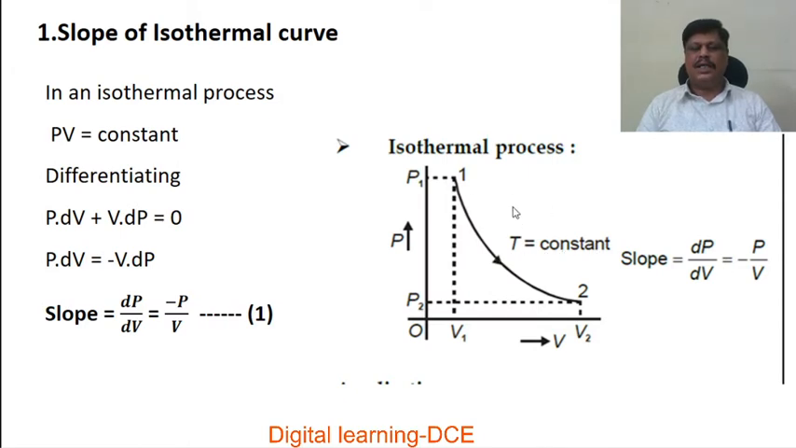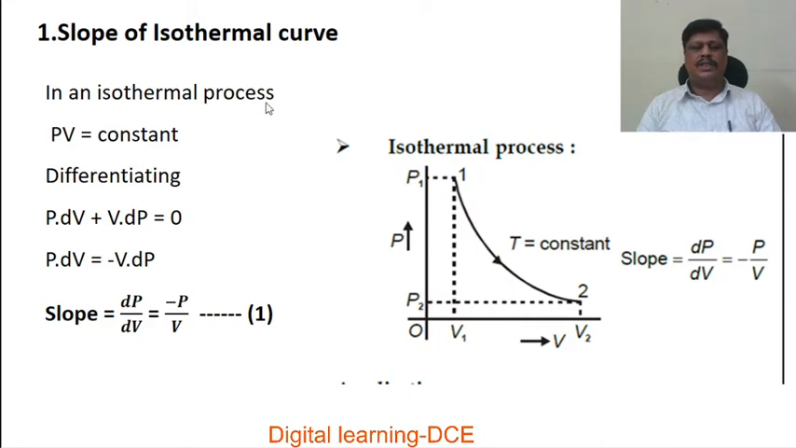Let us consider an isothermal process from state 1 to state 2. This curve represents the isothermal curve, also called the isotherm. The ratio of change in pressure, that is dP, to the change in volume dV gives the slope of this isothermal curve.